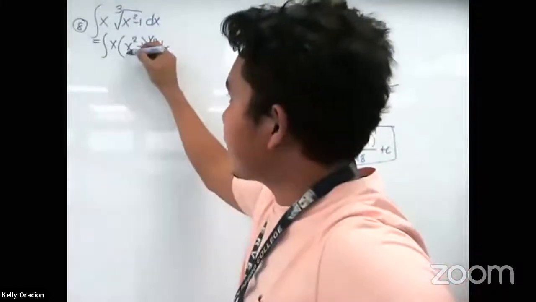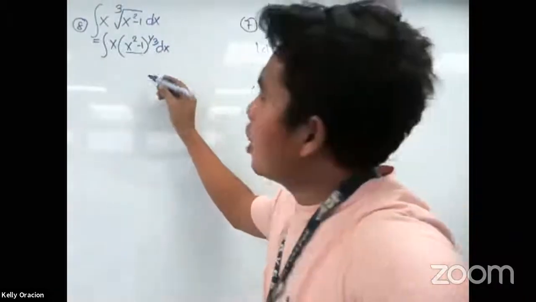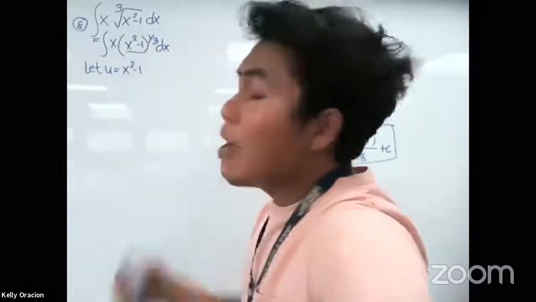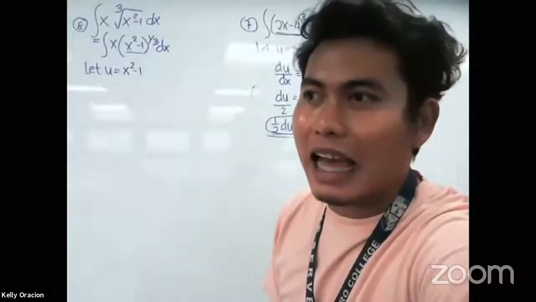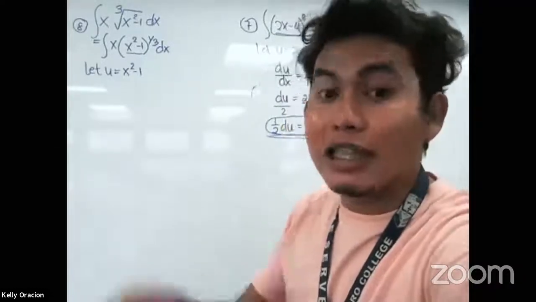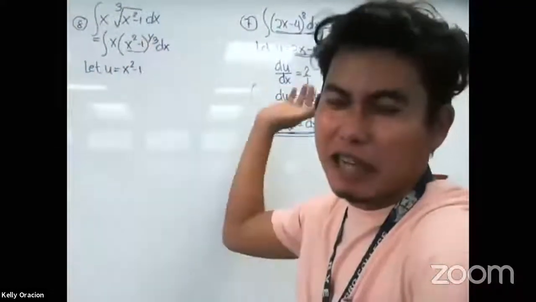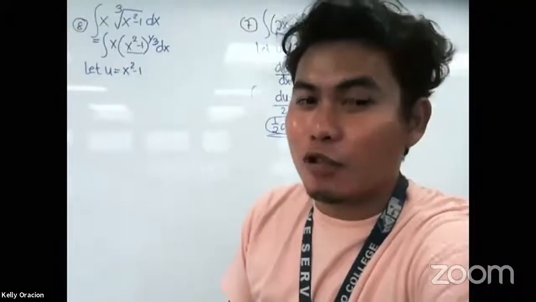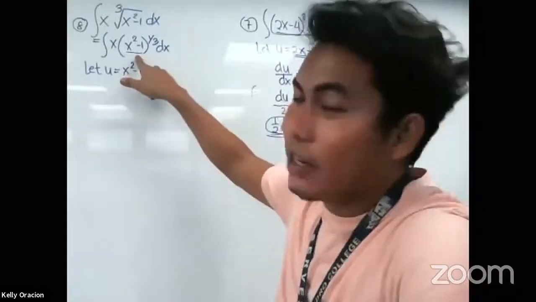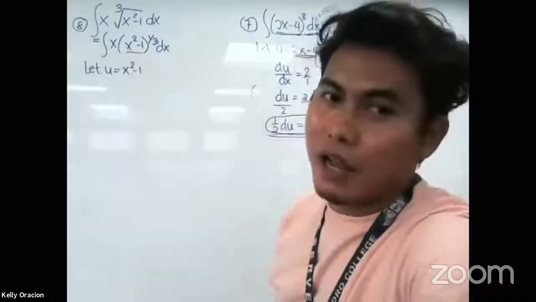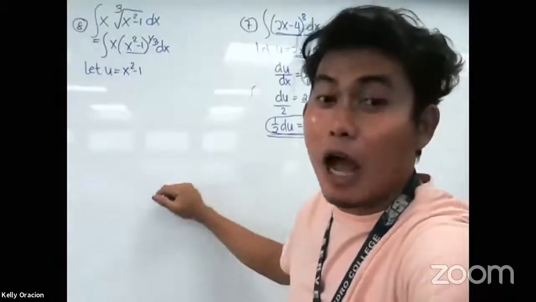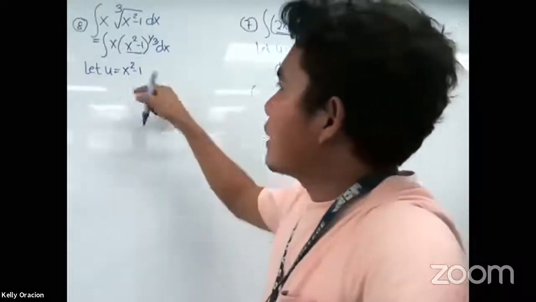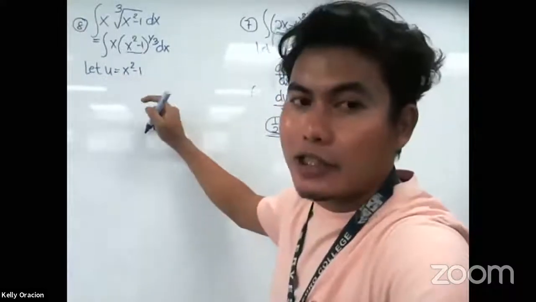So now, let's solve. Ito yung base natin. The base is x squared minus 1. So let u be x squared minus 1. By the way, class, dili siya always the base ha, kay basic examples pa ni siya sa direct integration by substitution. Depende sa given. May mga complicated, pero don't you worry. So let u is equal to x squared minus 1.